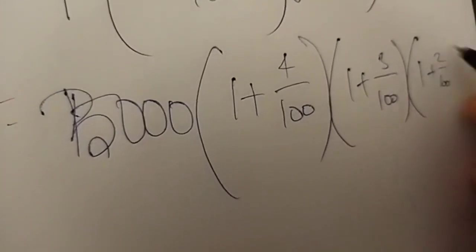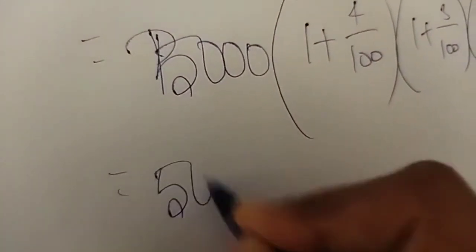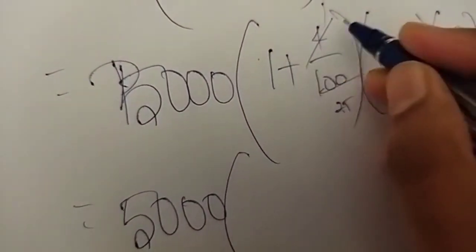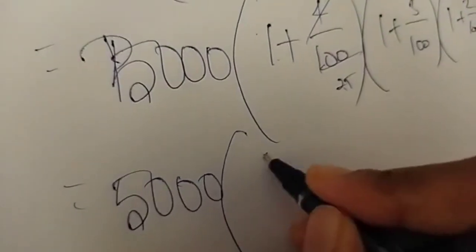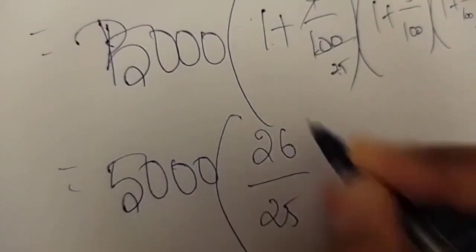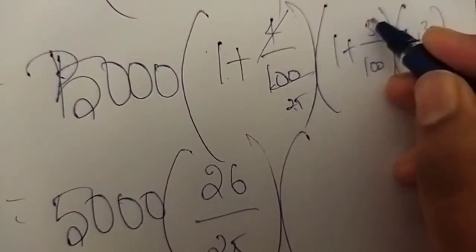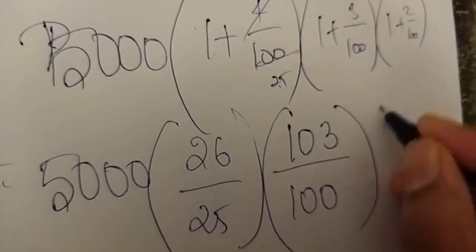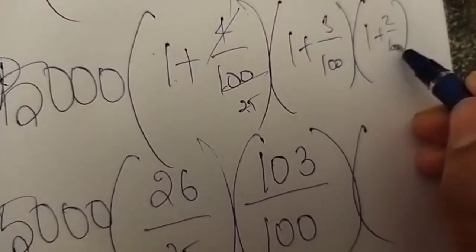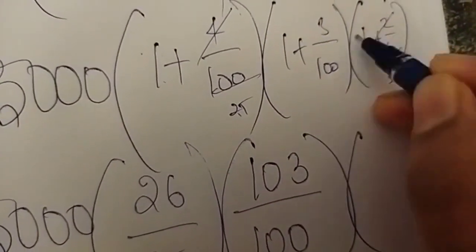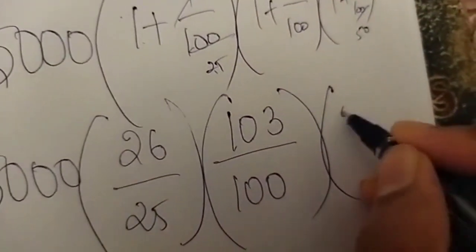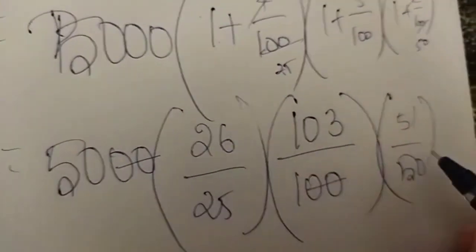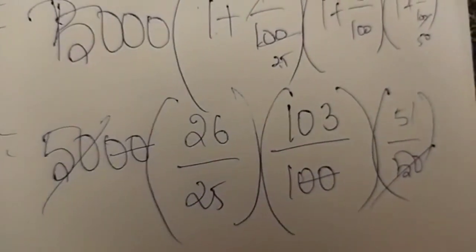So 5,000 into 1 plus 1 by 25, that is 26 by 25. Here 100 plus 3 is 103, so 103 by 100. Then 1 plus 1 by 50, that is 51 by 50. The zeros get cancelled, and 50, 50 gets cancelled.